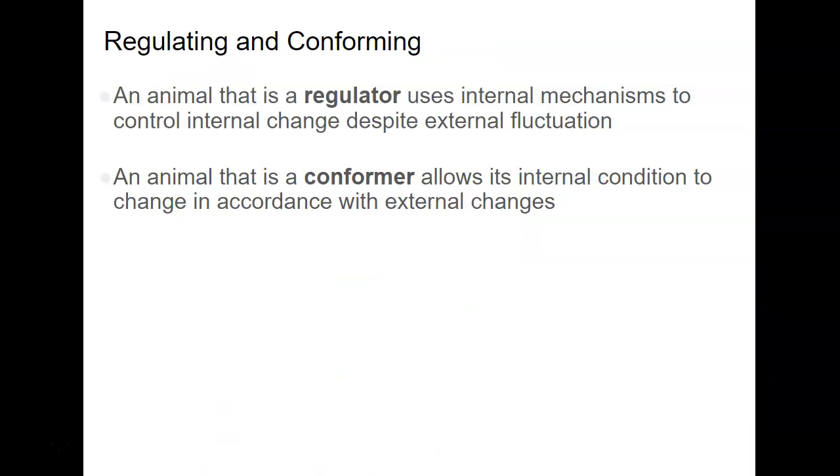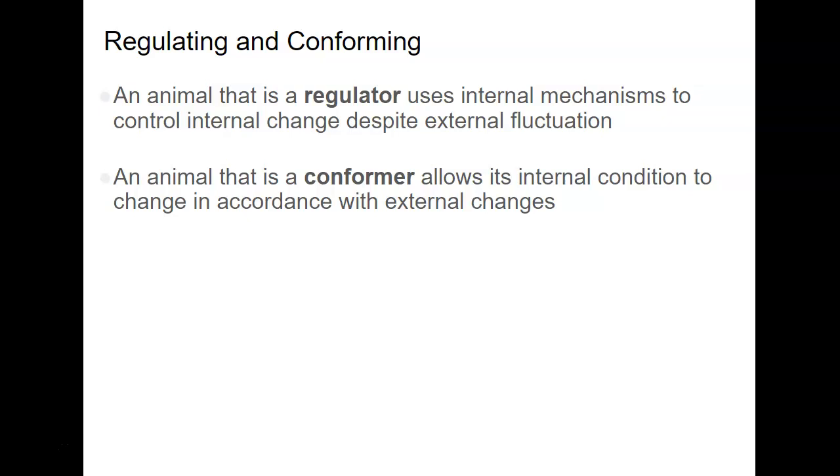In thinking about organisms that can regulate and maintain homeostasis, there are two major categories. One is a regulator and one is a conformer. A regulator uses internal mechanisms, so its own pathways inside of its body, to control change, even though the outside environment might be fluctuating. So, for example, when we go outside in winter, we don't suddenly flip to the external temperature that is outside. We have internal mechanisms in place to help us maintain that happy 98.6 internal temperature.